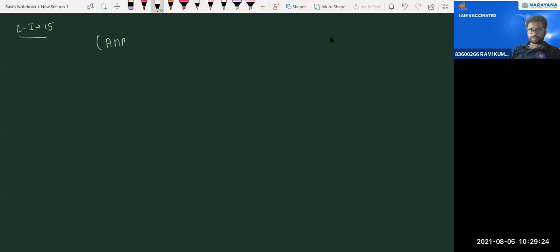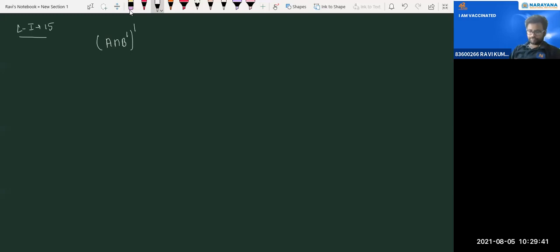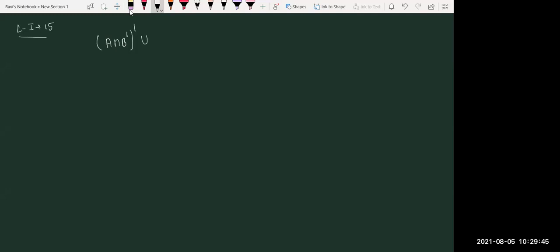A intersection B. Sorry, once again. It's not A intersection B, right? What is given? A intersection B dash, B complement. Yes, sir. Read this, this is the B complement, the whole B complement, union. This is the question, correct?